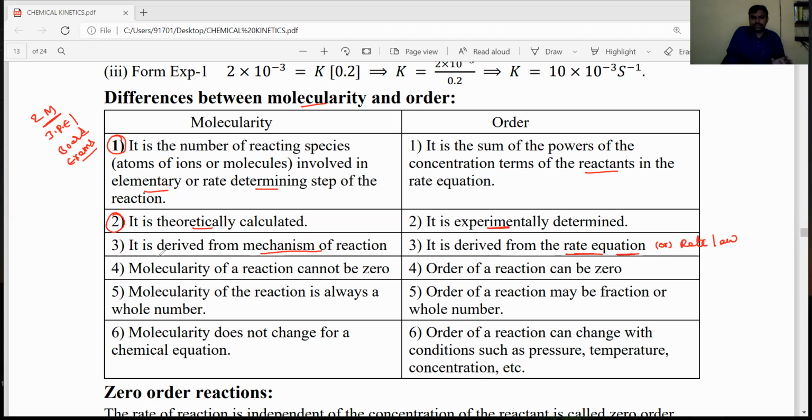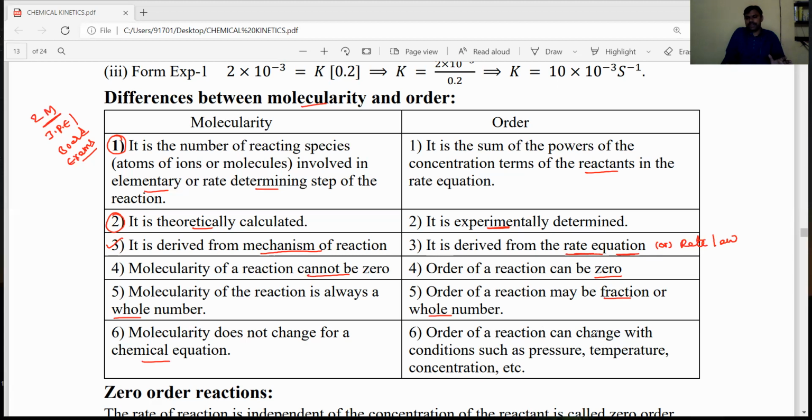Okay, let's see the fourth point, students. Molecularity of a reaction cannot be zero, but order may be zero as well as fractional, negative or positive values; everything is possible for the order. But molecularity is always a whole number, a positive integer. The order of the reaction may be fractional or a whole number. And molecularity does not change for a chemical equation.